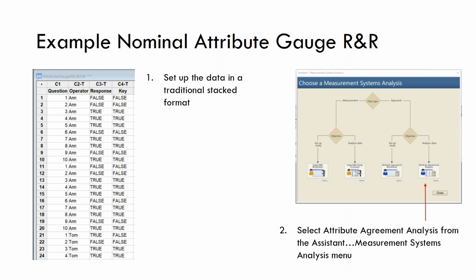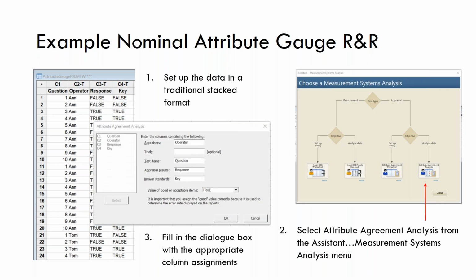And then this shows you where in the Minitab assistant you would find the choice for attribute agreement analysis. And then finally, this is how you would fill out the dialog box for that attribute agreement analysis within the Minitab assistant. So you can see that many of the things are very similar to what we've seen before.